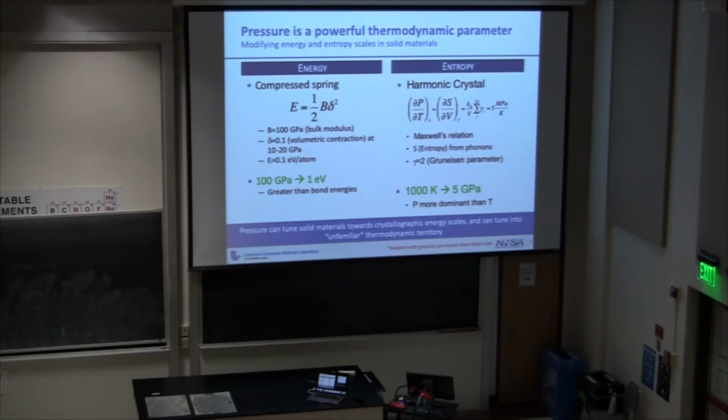And so what that really means is, if you go to, let's say, 5,000 Kelvin, that's the equivalent of 25 GPa. What solid exists at 5,000 Kelvin? Nothing. Everything in the periodic table is melted at that point.